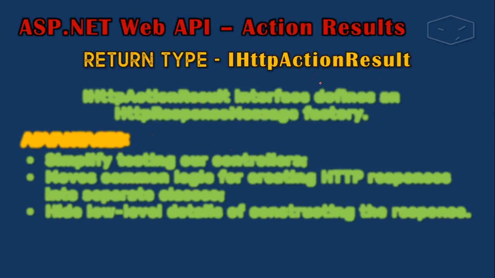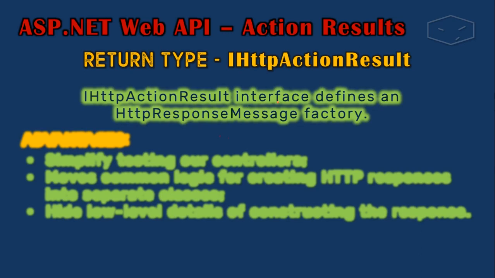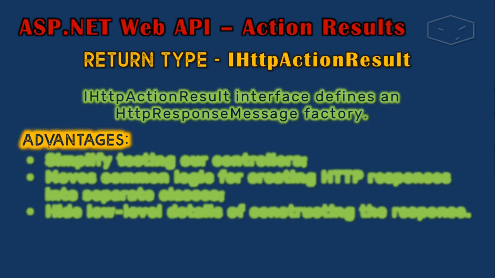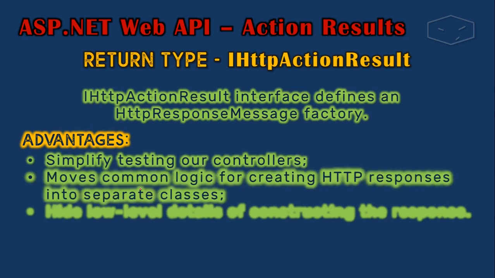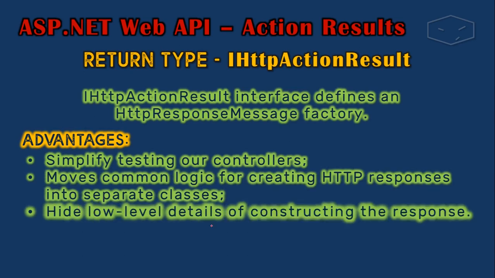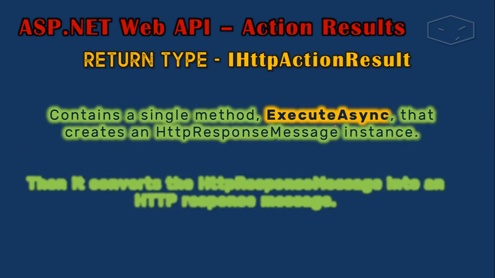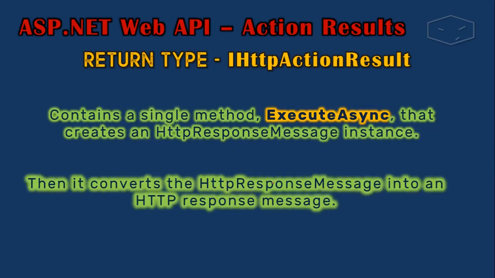This appeared in Web API 2.1, I think, and this is actually an interface that defines a factory for HTTP response messages. It has advantages like simplifying the testing of our controllers, moving common logic for creating HTTP responses into separate classes, and hiding low-level details of constructing our responses. It has just one method, ExecuteAsync, and it creates an HTTP response message instance. Also, it converts the object into an HTTP response message.